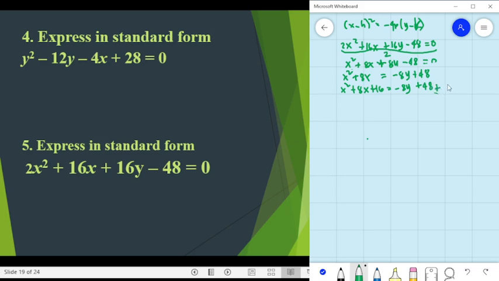Let me look again, I was really confused. This is not 48 but, divided by 2, negative 24, plus 24. Okay, and then plus 24, then you also add 16 on the right side. Let me go back, each term was divided by 2, so it becomes x squared plus 8x plus 8y minus 24 equals 0.